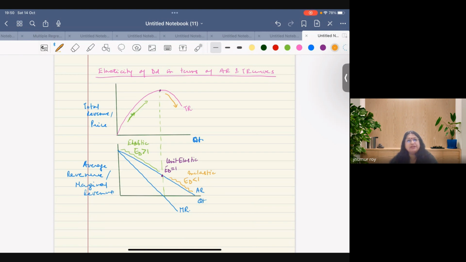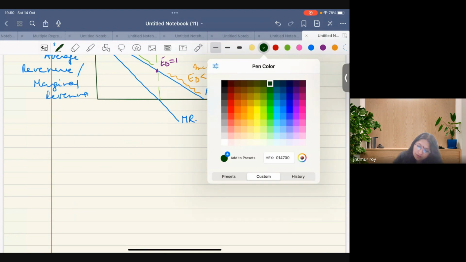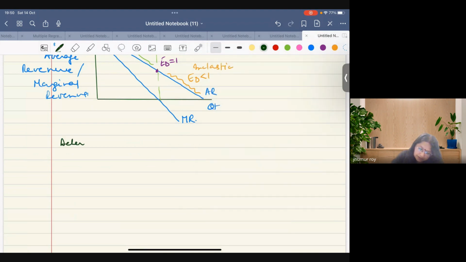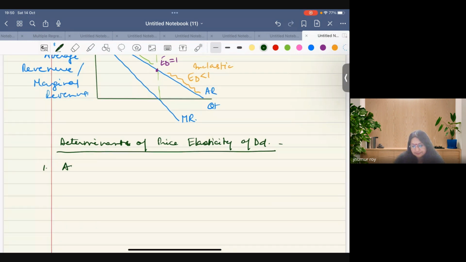Okay, then after this we come to the next part, that is the determinants of price elasticity of demand. So what are the things which decide price elasticity of demand? The first determinant will be availability of substitutes.